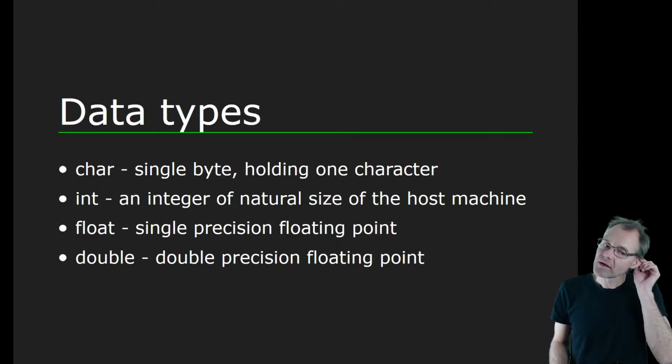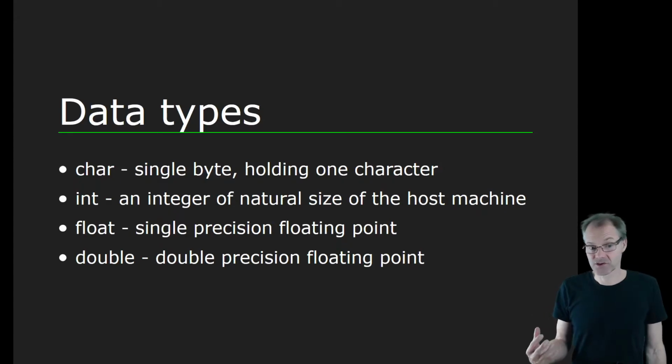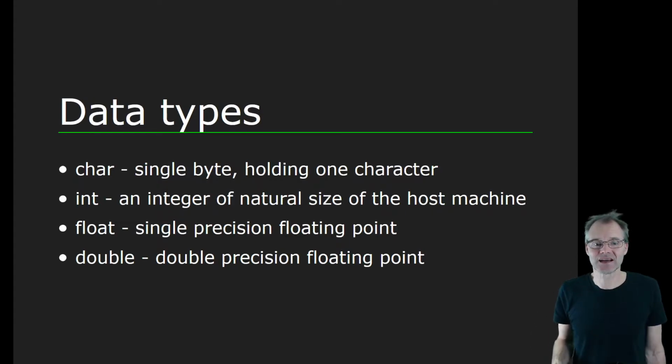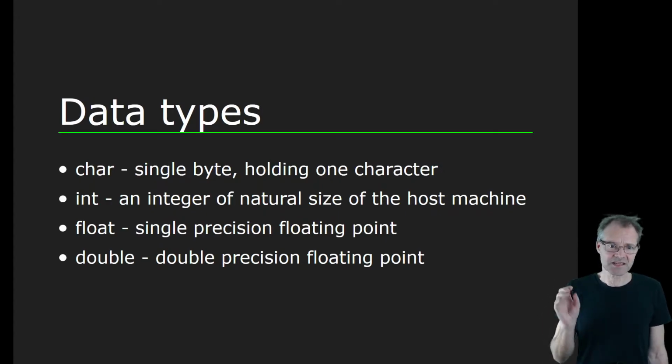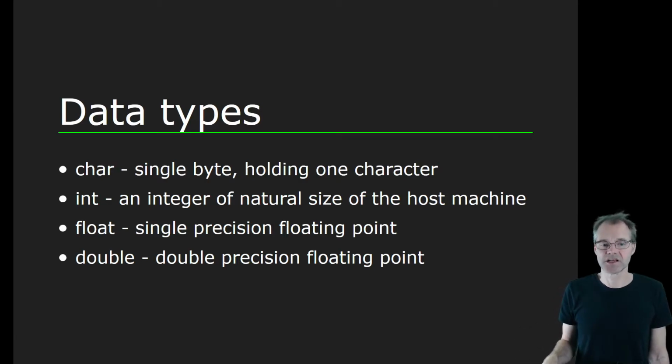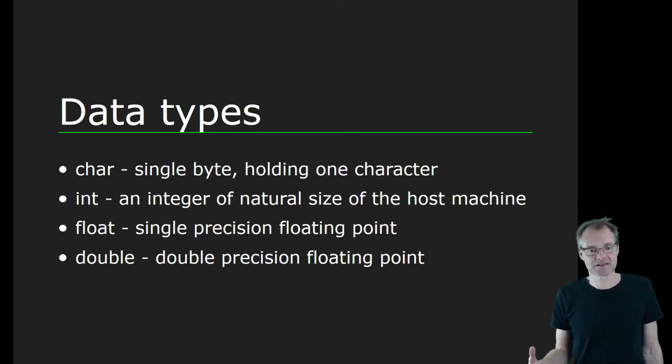We don't have too many data types, but we have char, int, float, and double. The char is a single byte, so it holds one character. If it was the integer value of it, it could be 0 up to 255, but that would depend on unsigned or signed. Let's stay tuned and get back to that shortly. So it's a single byte. The integer is an integer value of the natural size of the host machine. And then we have float and double, that is single or double precision floating point.